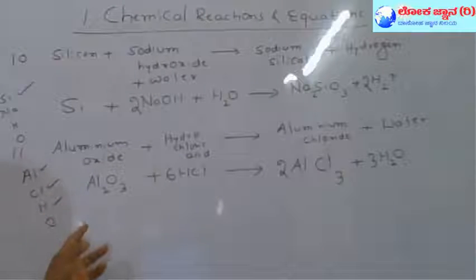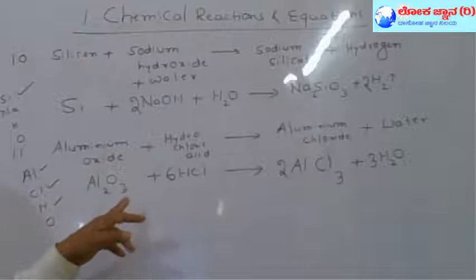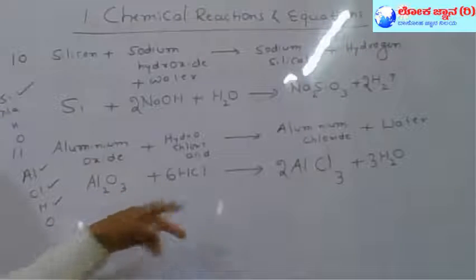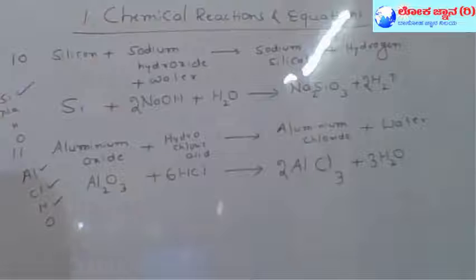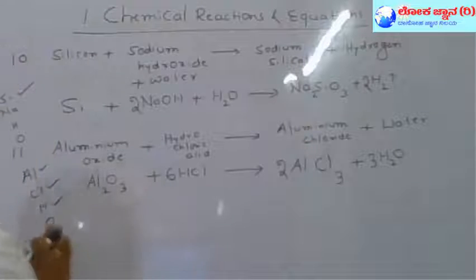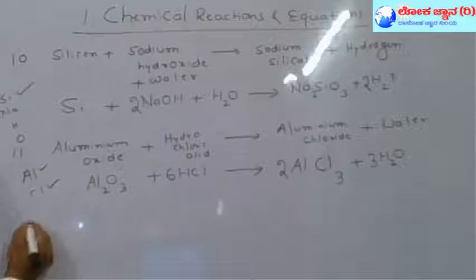Now last one is oxygen. Automatically balanced. Generally there are 3 oxygen atoms on the left. How many are there on the right? 3. And the equation is balanced. Hope you understood. So that is how you can learn balancing a chemical equation.